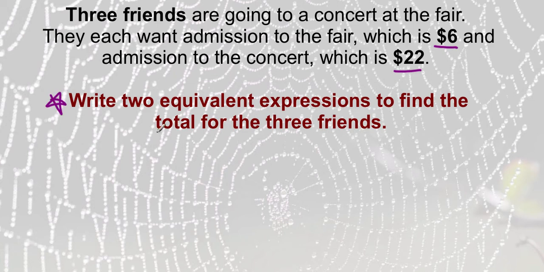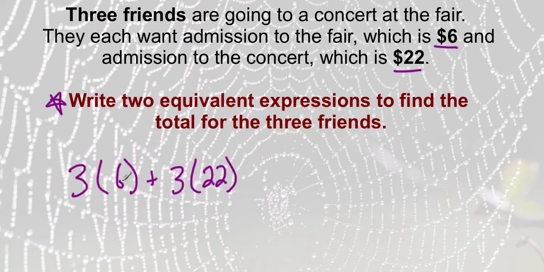So I'll take one way. There's 3 people going, so they could do 3 times the ticket price of $6, and then 3 times the cost of the concert tickets. So it's basically buying 3 admissions plus 3 concert tickets. We could do the math and get to our answer. 3 times 6 is 18. 3 times 22 is 66. 18 plus 66 would give me 94.